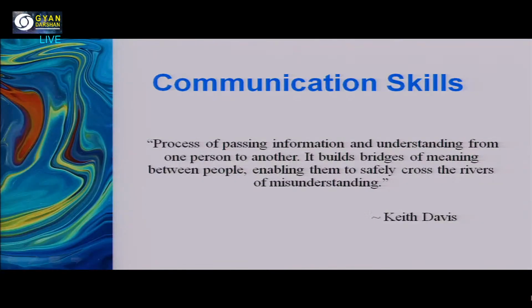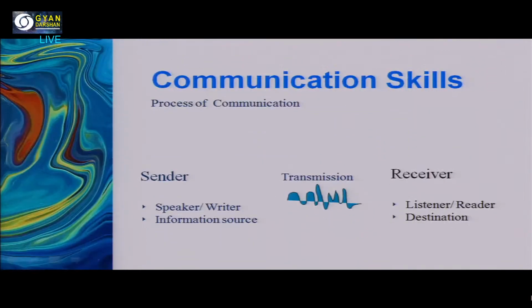Now, when we talk about communication, it also talks about the ability of one person to make contact with the other person, and also to make him or herself understood easily. So you have to be correctly comprehended. There has to be no misunderstanding, and the challenge is, how do you encode the message? So it is the process of passing information and understanding from one person to another. You're trying to bridge the meaning between two people. You're enabling them to safely travel through the sea of misunderstandings. This is what communication is all about.